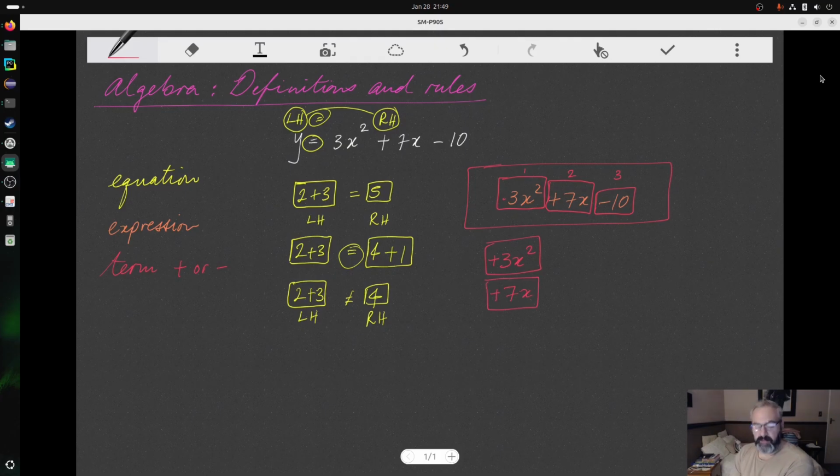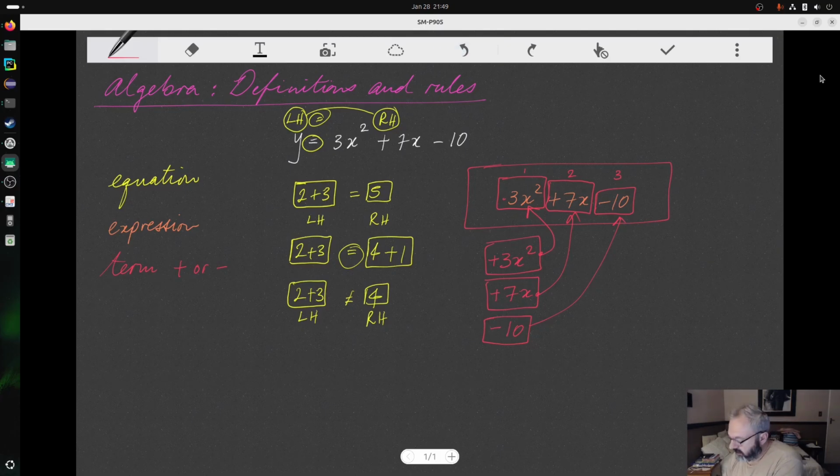Remember, very important, I'll say it again, the sign is very important when you are looking at terms. And our third term is of course negative 10 or minus 10. Those are the 3 terms in my expression. I'll say again, terms are separated by a plus or by a minus. Not multiplication, not division, by a plus or a minus.